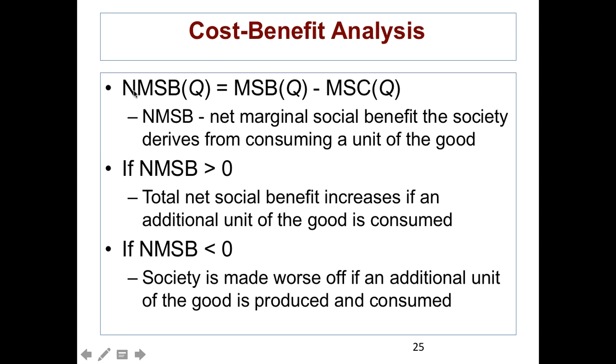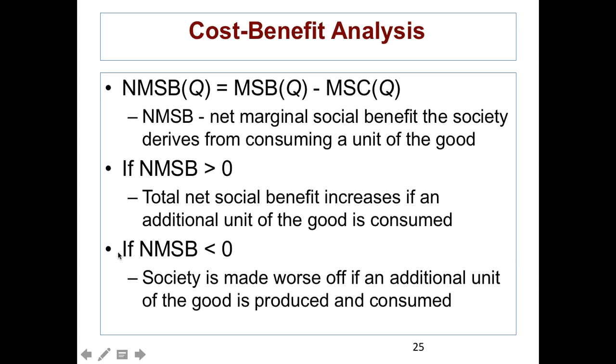So the net marginal social benefit of production of medical care is equal to the marginal social benefit minus the marginal social cost of consuming an additional unit of medical care. If the net marginal social benefit is greater than zero, it means the marginal social benefit is still greater than the marginal social cost. We have to continue, so the total net social benefit increases if an additional unit of good is consumed.